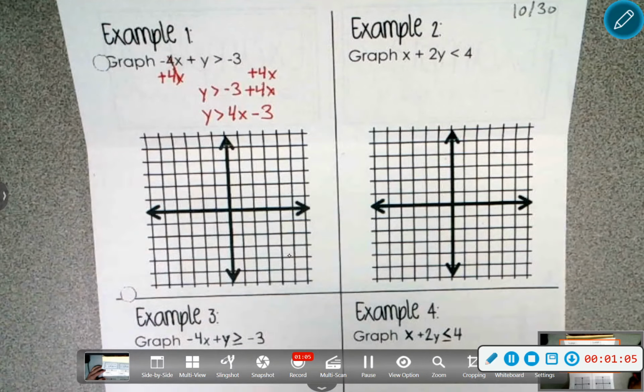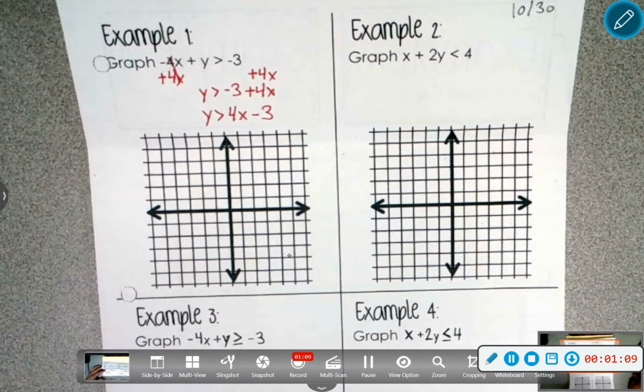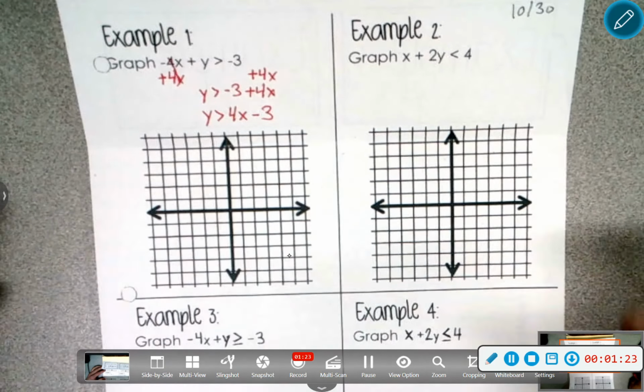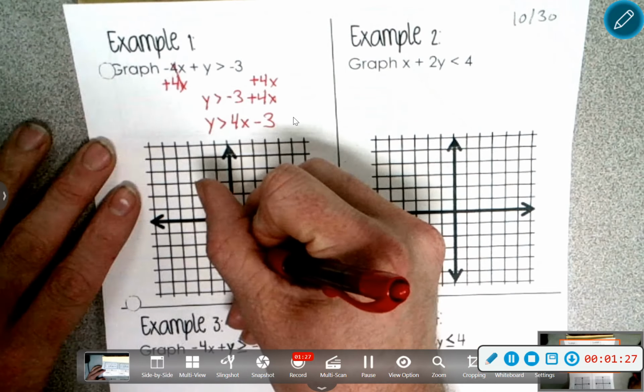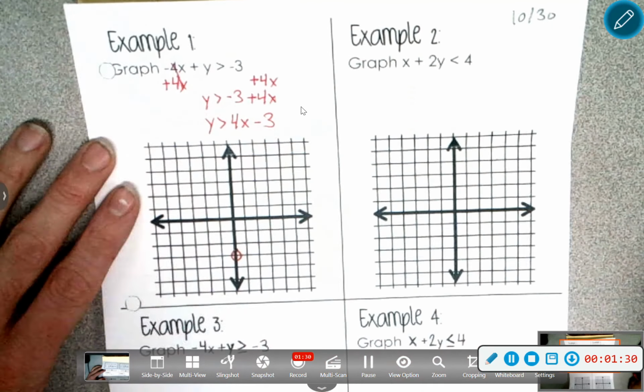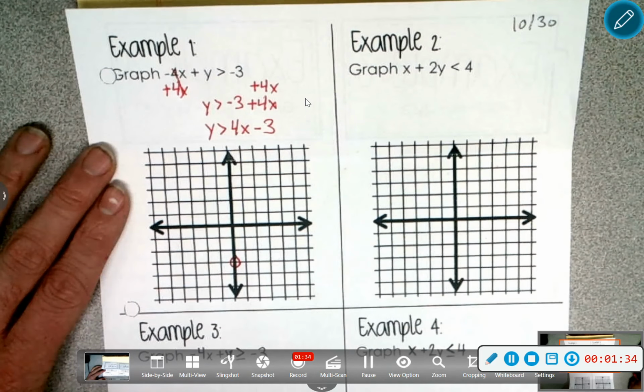Okay, if you're struggling with graphing lines by hand, please pay attention. This is the two-step process you're going to do to be able to graph it on a grid. So, first thing, what is my y-intercept on that equation? -3. So where am I going to put my first point? On the y-axis at -3. Now, we have our y-intercept plotted.